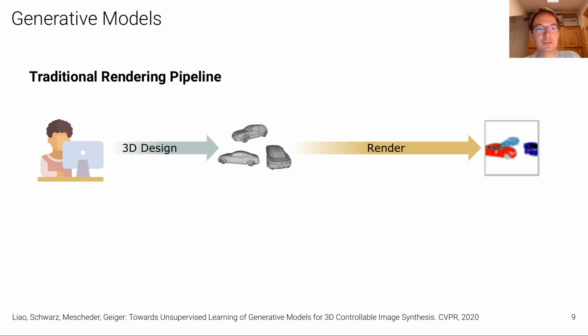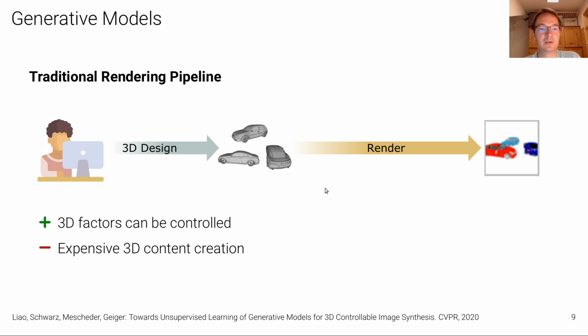How do generative models look today? The simplest generative model is a traditional rendering pipeline where an artist makes a 3D model of the scene, and that is then rendered using a physically based rendering algorithm. By design, in this pipeline, the 3D factors can be controlled because they have all been manually created and arranged. However, 3D content creation is of course very expensive, and this is not scalable. And furthermore, creating photorealistic content is still an unsolved problem. So ideally, we'd like to learn this entire process from images.